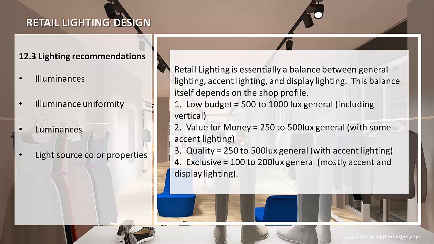For a shop with an exclusive profile, which means the widespread use of accent and display lighting, the average general lighting illuminance should be in the range of 100 to 200 lux. This lower illuminance is necessary for the accent lighting to be effective and should be provided on a horizontal plane at counter level. For shops with value for money and quality profiles, where some accent lighting is used, the average general lighting illuminance should be in the range of 250 to 500 lux and should be provided on the merchandise.